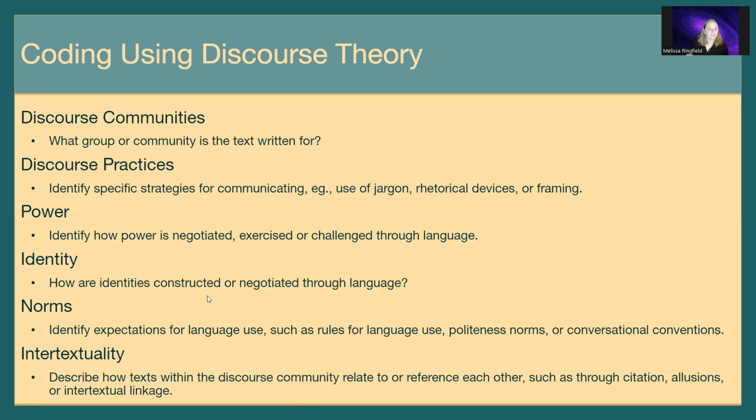Identity: how are identities constructed or negotiated through language? Identify expectations for language use, such as rules for language use, politeness norms, or conversational conventions. And describe how texts within the discourse community relate to or reference each other, such as through citation, allusions, or intertextual linkage.